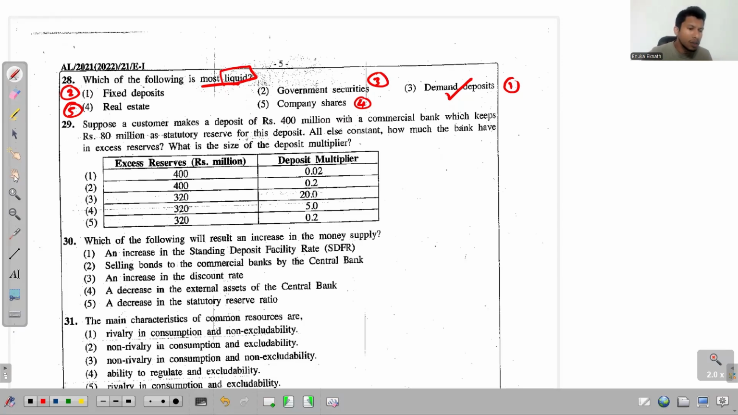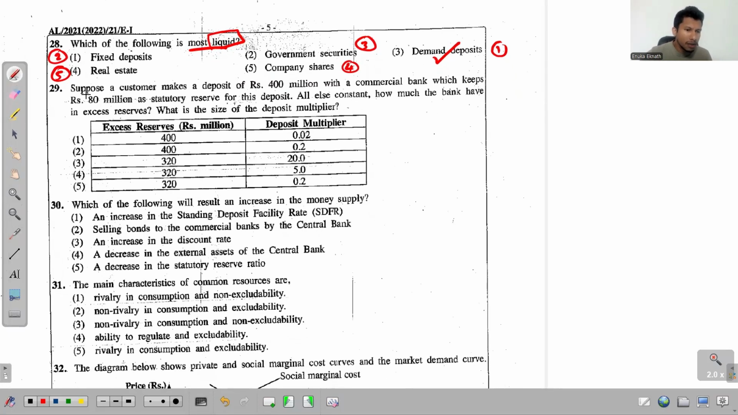Right, now look at this question 29. It says, suppose a customer makes a deposit of rupees 400 with a commercial bank which keeps 80 as statutory reserve. All else constant, how much does the bank have in excess reserve and what's the size of the deposit multiplier? Okay, the first part is about excess reserve, and that's very simple.